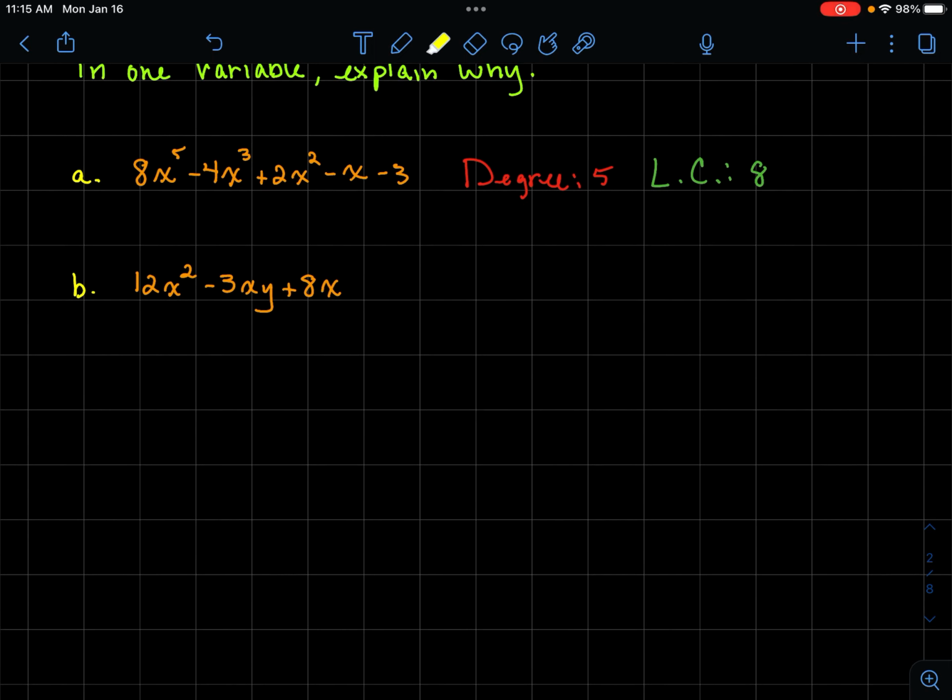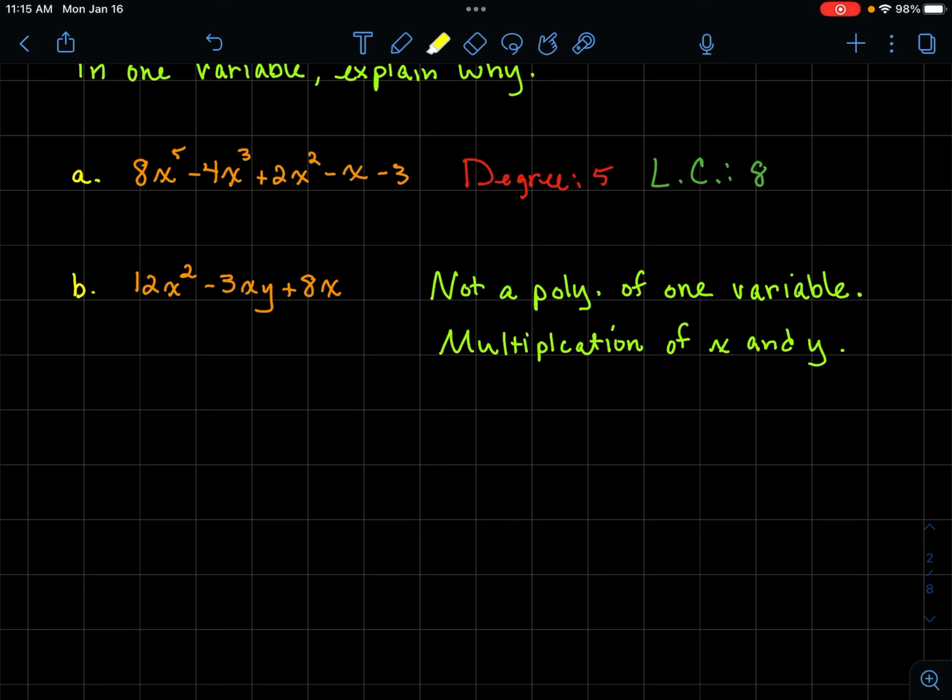Another example, 12x squared minus 3xy plus 8x. What should jump out to you is that we have two different letters here. That's multiple variables. So this would not be a polynomial of one variable. And the reasoning, we have multiplication of x and y.